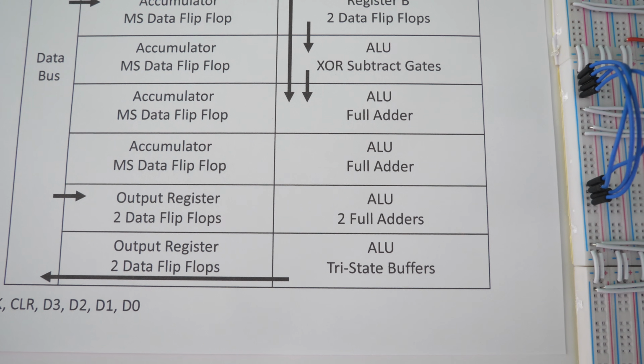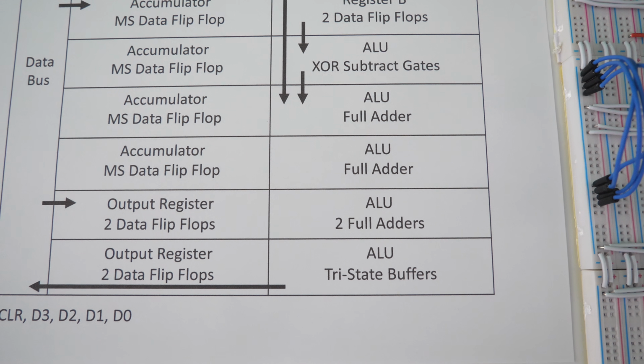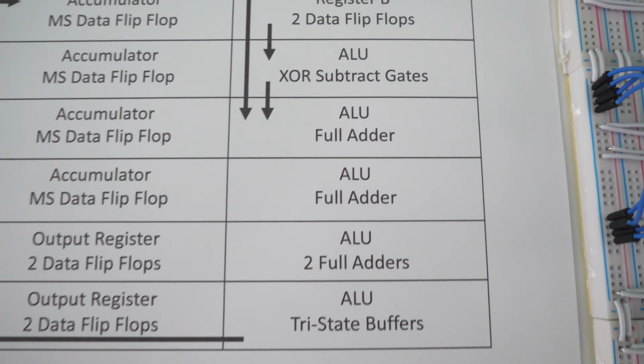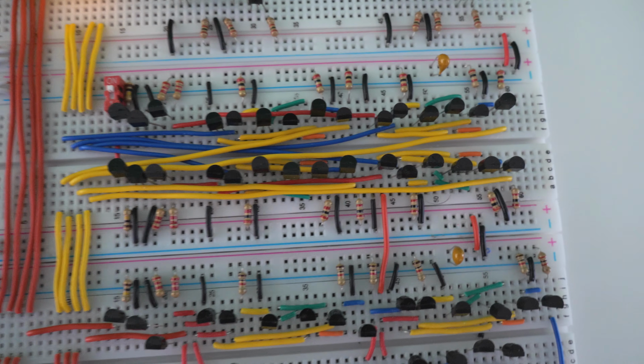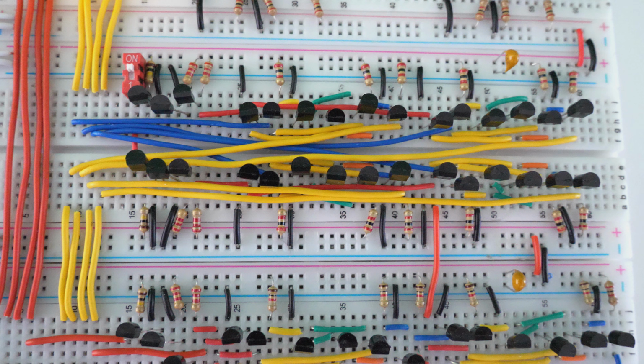Next, let's talk about our ALU. We can see that it is built on 5 breadboards, and at the top of the ALU, we have our XOR subtract gates. So if we look over here, this right here is our XOR subtract gates, and what this does is it makes it so that the computer can subtract.